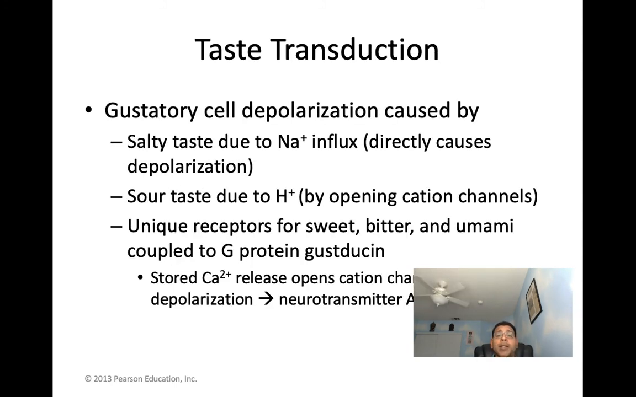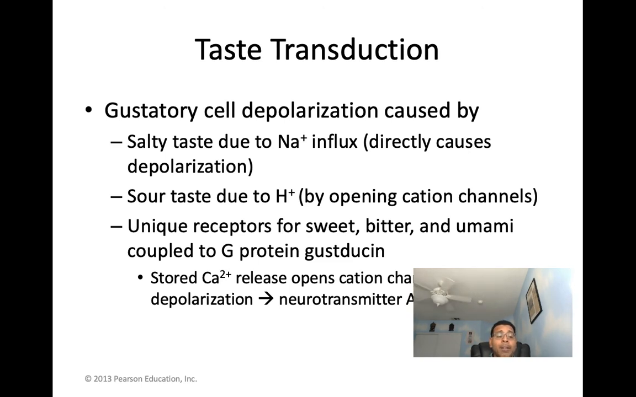Let's talk then taste transduction. When we talk taste transduction, I want you to know 3 different mechanisms underlie how we taste. First, salty taste is going to be due to sodium influx through sodium channels, which directly depolarizes the gustatory epithelial cells. And then number 2 is sour. Sour taste is going to be mediated by protons, the hydrogen ions, which are going to act intracellularly to open channels that allow other cations to enter.